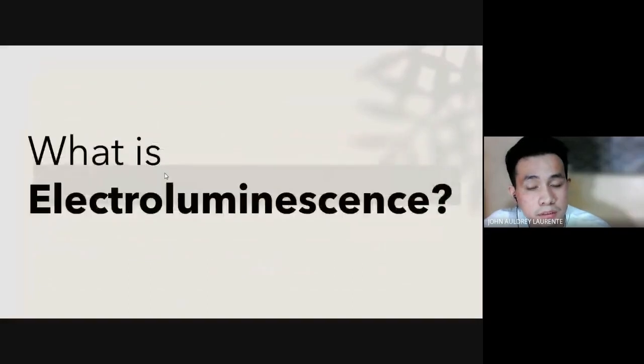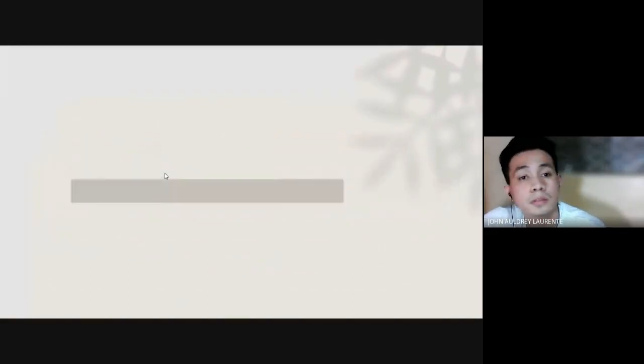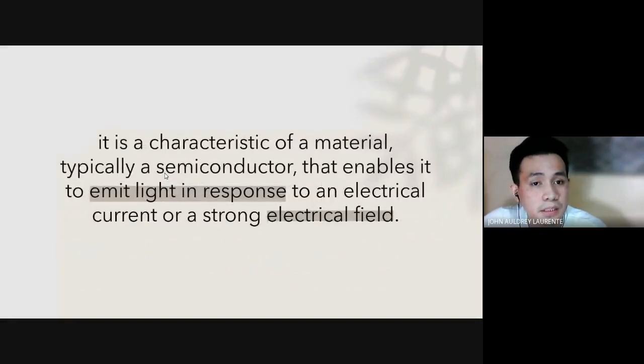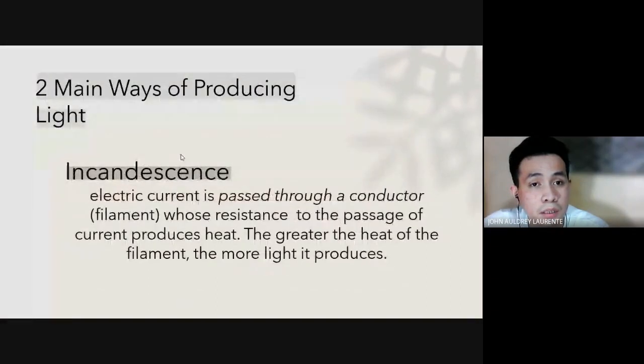So what is electroluminescence? It is actually the characteristic of a material, typically a semiconductor, that enables it to emit light in response to an electrical current or a strong electrical field. So basically, electroluminescence is a process of emission of light to simply detect the specific defects on a semiconductor material. It is about emission of light, or producing light.